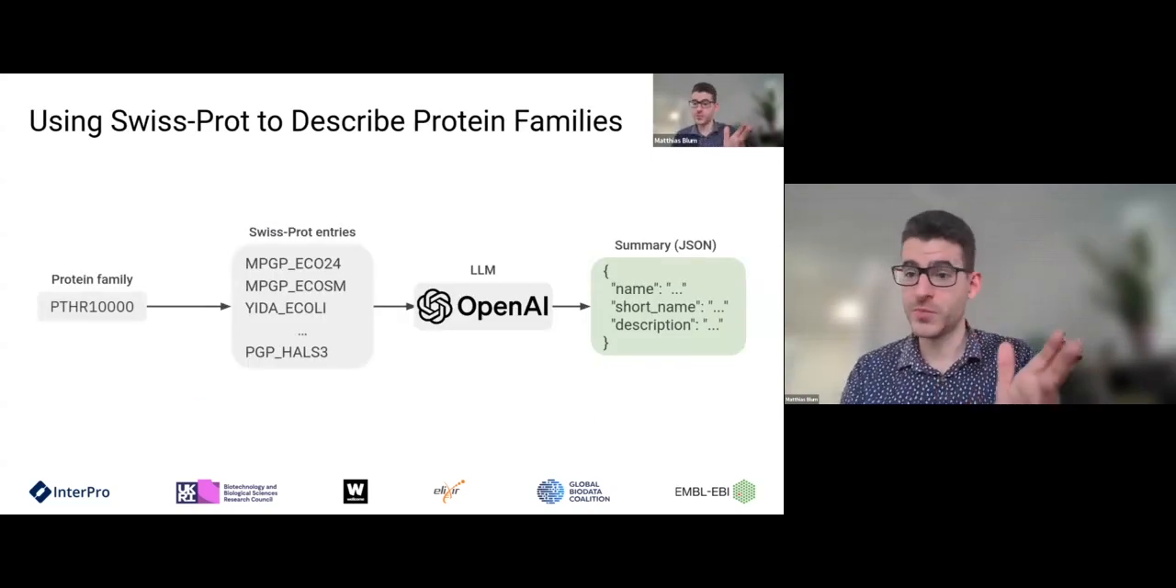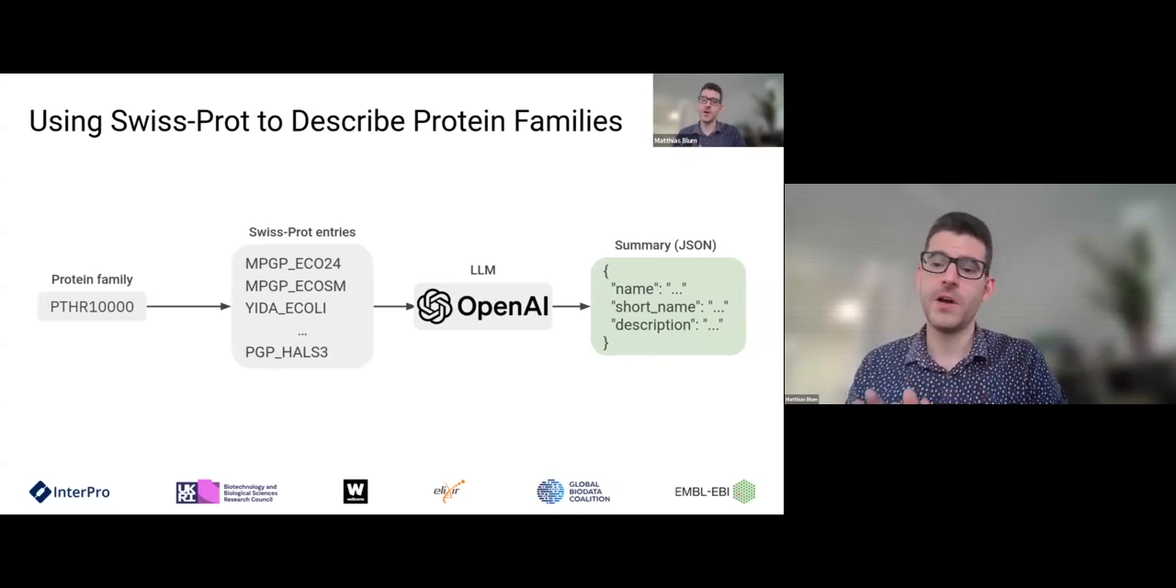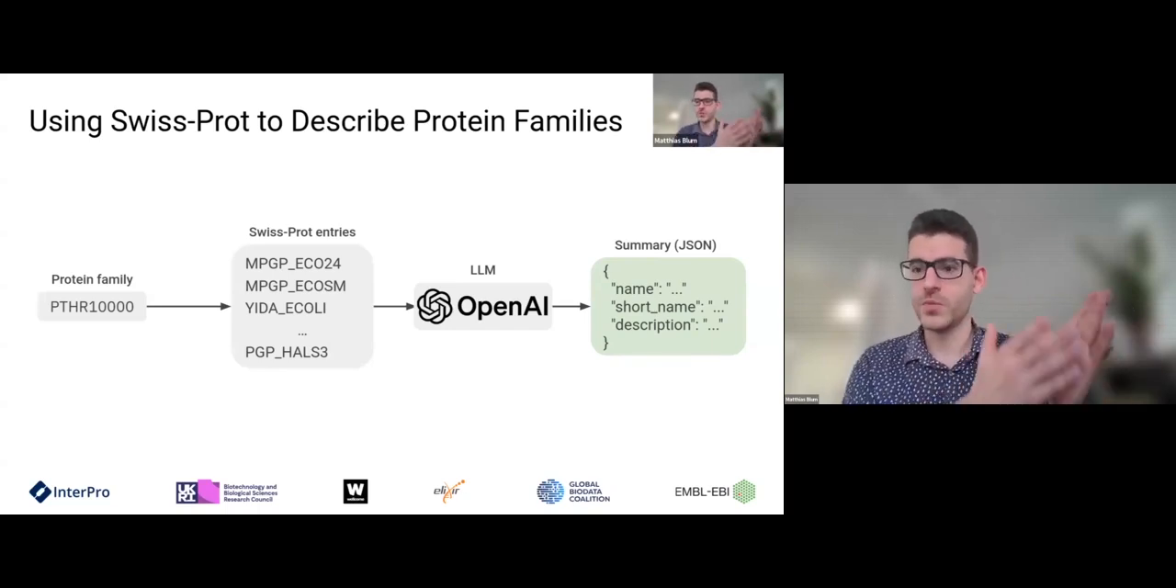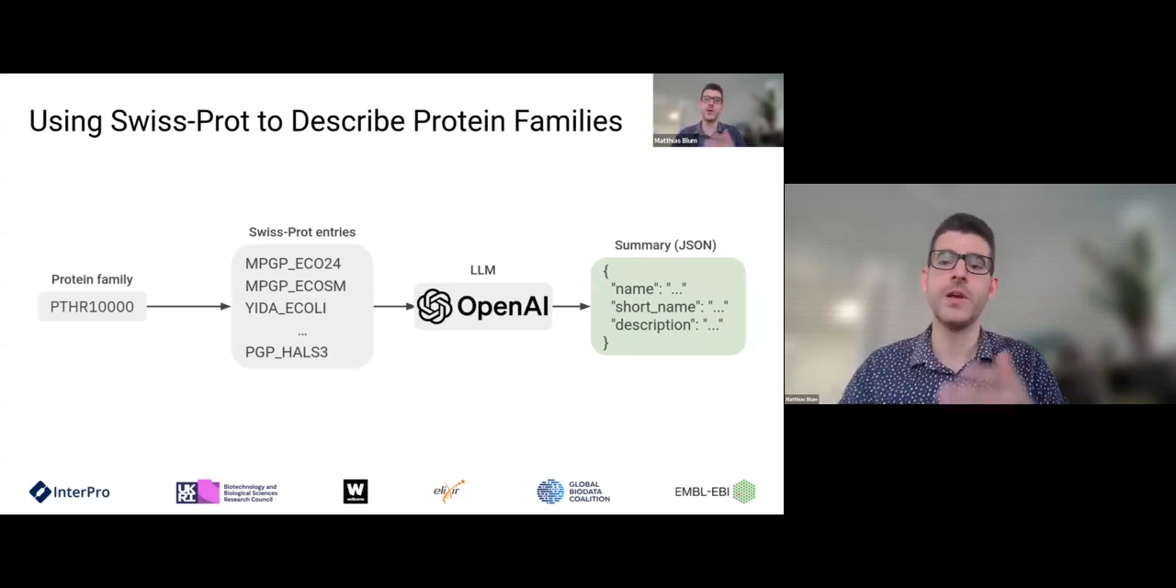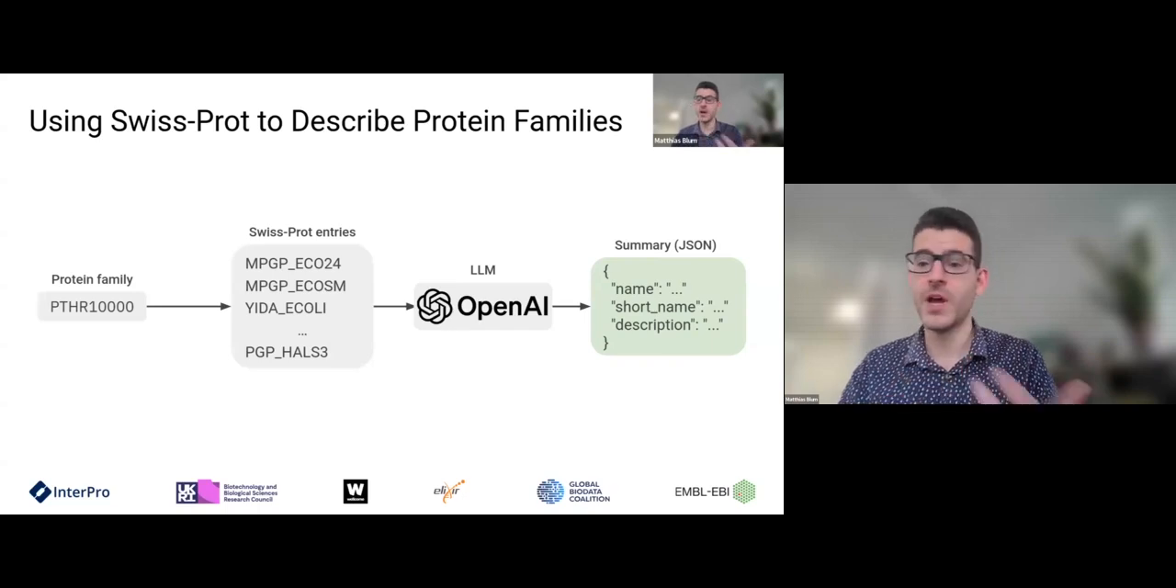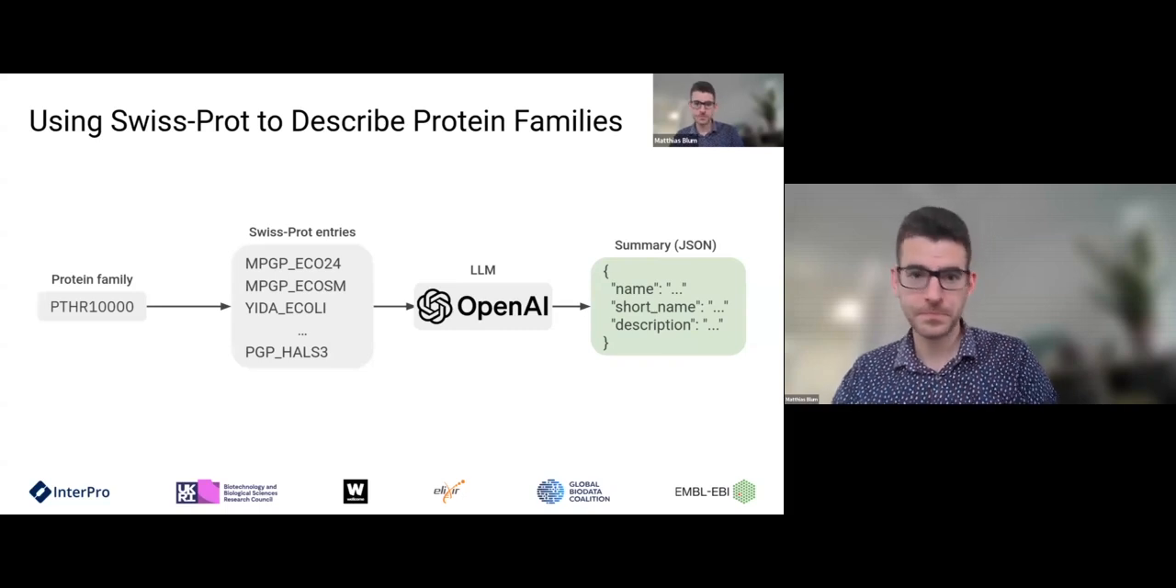So far we're using Swiss-Prot data to annotate protein families, either using the standard OpenAI models or fine-tuned local models, and it works pretty well. What happens if we don't have any Swiss-Prot data? There are many protein families that don't match any Swiss-Prot entries at all.